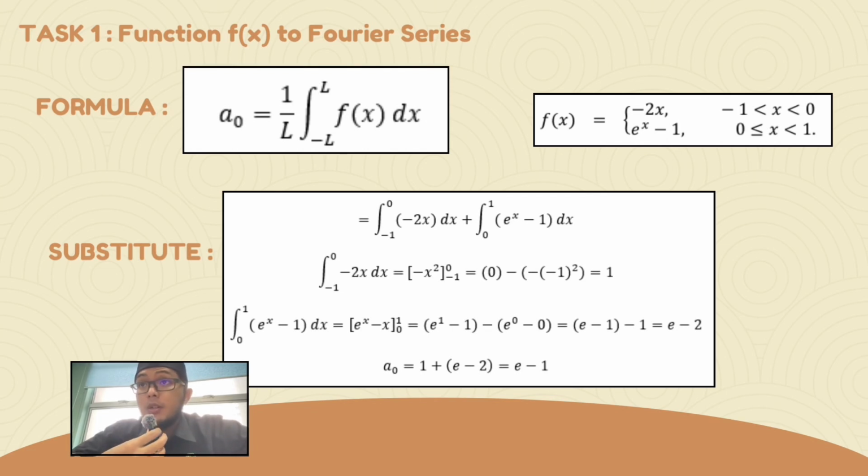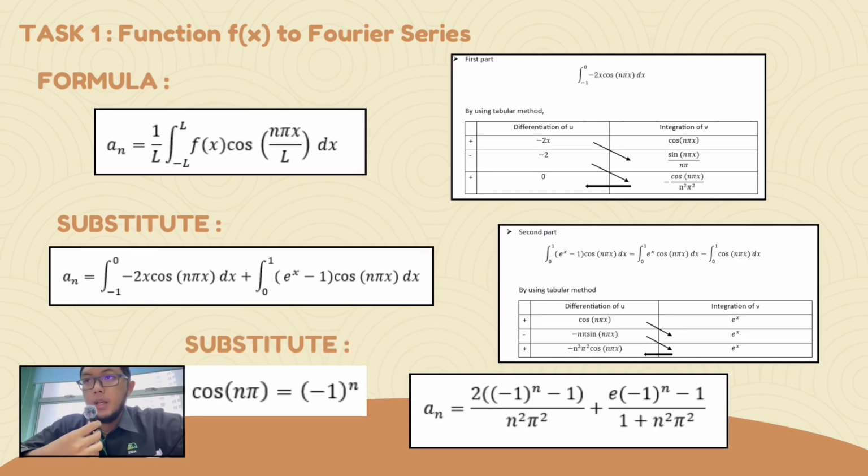To find the constant a0, we will use this formula: 1 over L, integral from negative L to L, of f(x) dx. Since we have a piecewise function, we need to separate this integral: from negative 1 to 0, the function is negative 2x, and from 0 to 1, the integral of the function e to the power of x minus 1. We solve this, and we get a0 equal to e minus 1.